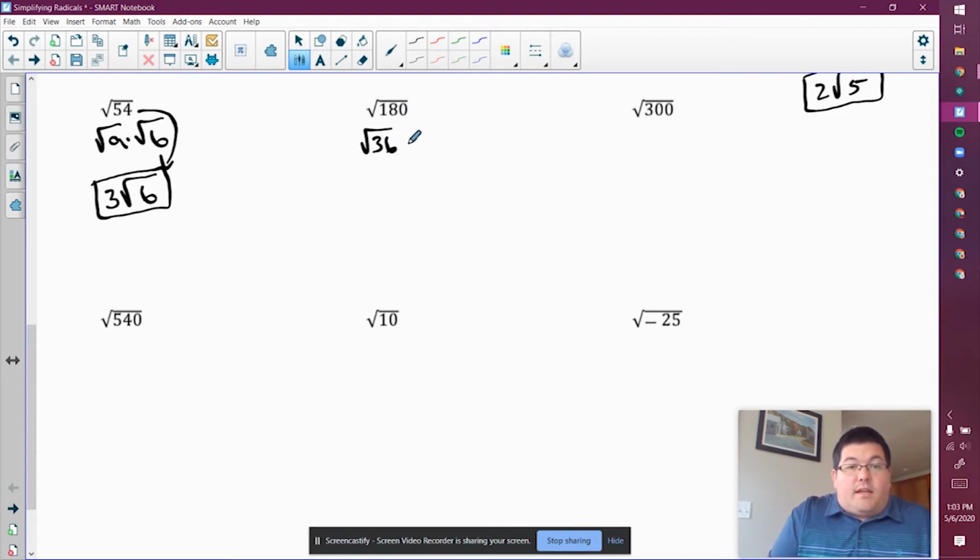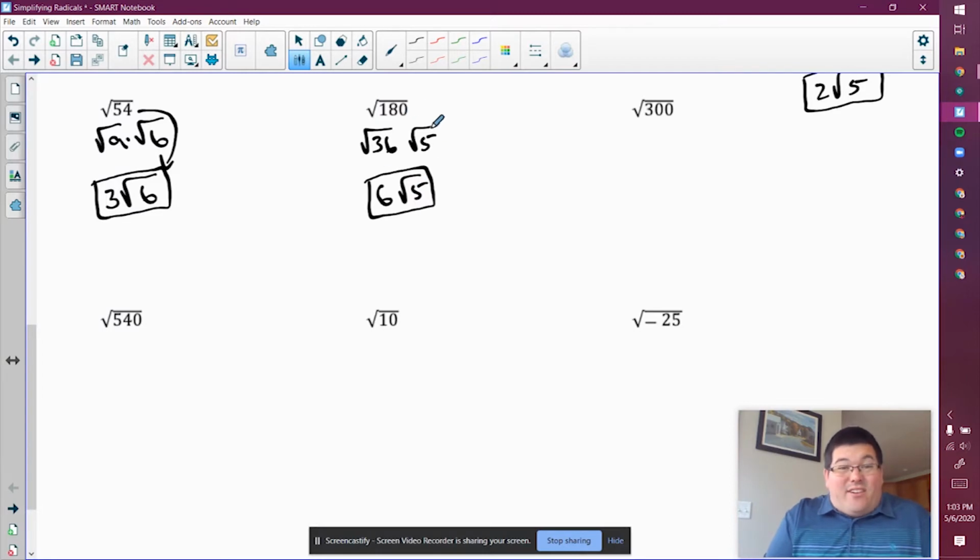Right now, some of us may have been able to figure out right away, oh, I know that 180 is 36 times 5. And so the square root of 36 times the square root of 5 must give me the square root of 180, which means the square root of 36 is 6. The square root of 5 is no more simplifiable than that, and so we can get 6 square roots of 5, or 6 rad 5.